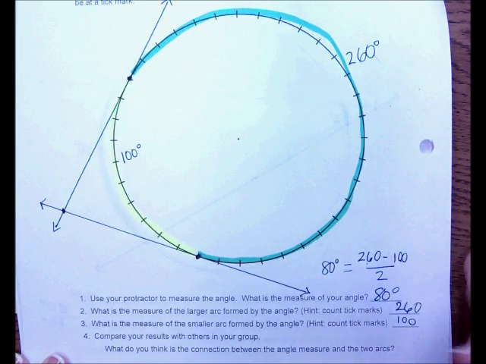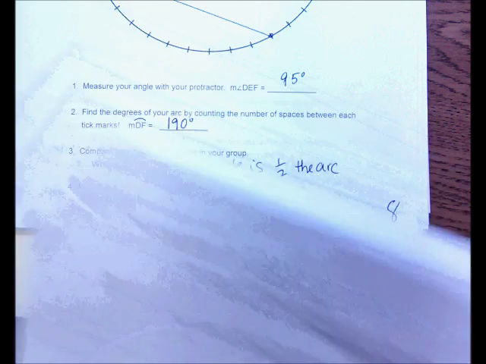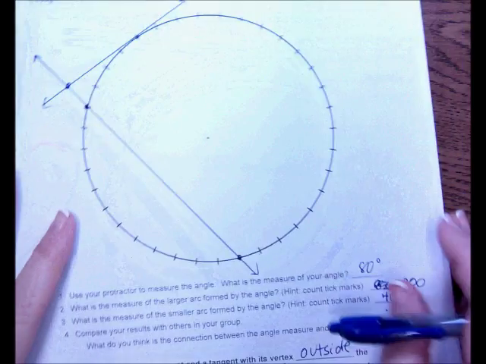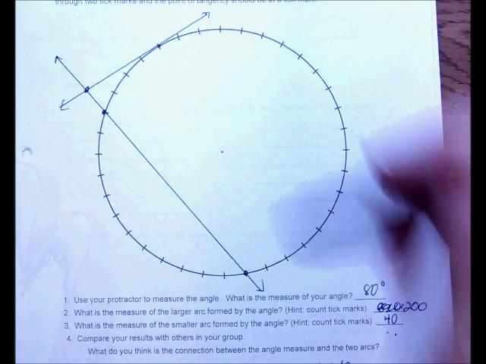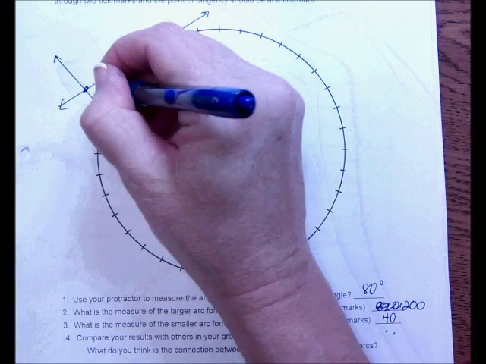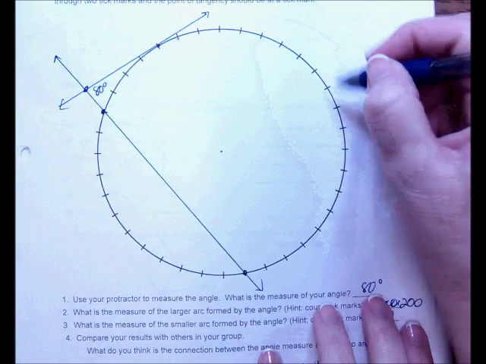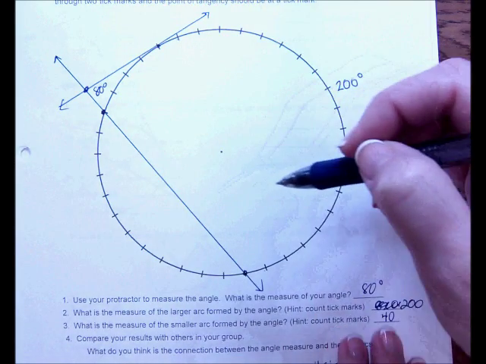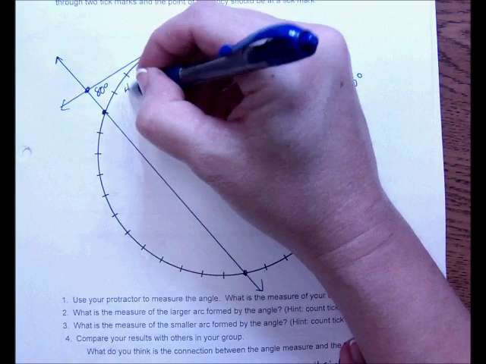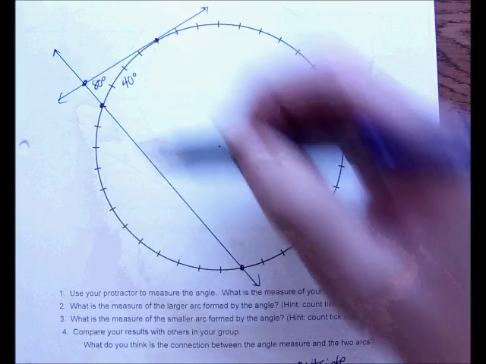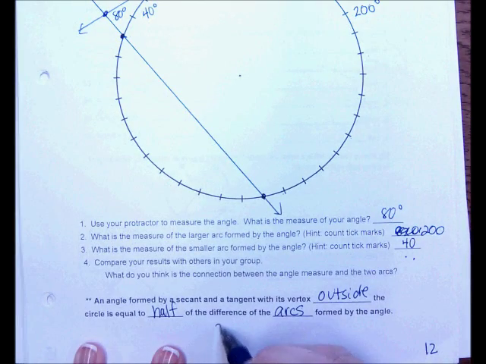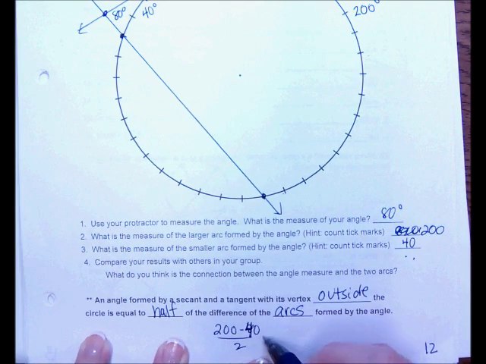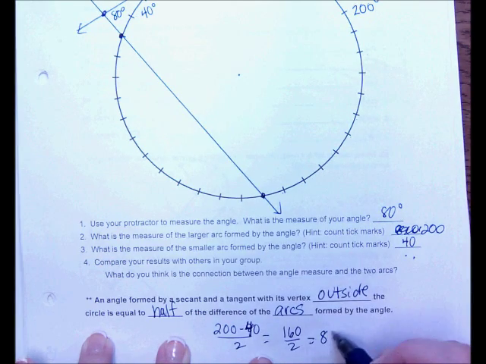So then we have another situation where we have the vertex outside the circle, and it's a secant and a tangent. So it would look like this. And this is on page 12 in your packet. And we measured this angle, and it was 80 degrees. We counted the tick marks. There's 20, so that's 200 degrees, my larger intercepted arc. And then my smaller intercepted arc was 40 degrees. So again, it's outside the circle, so I take the difference, 200 minus 40, is 160, divided by 2 is 80 degrees.